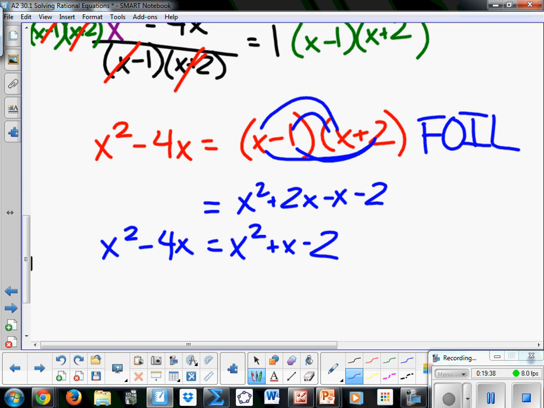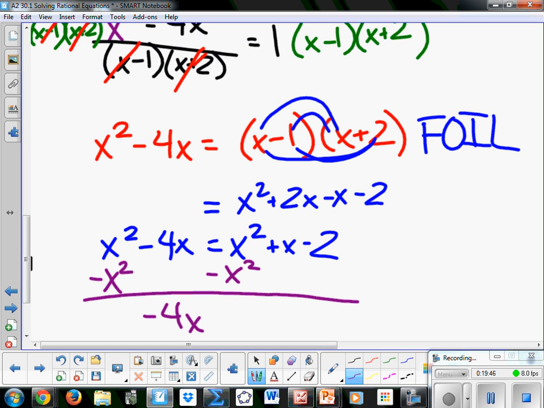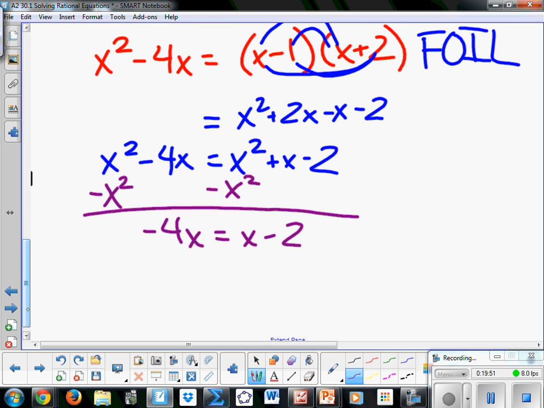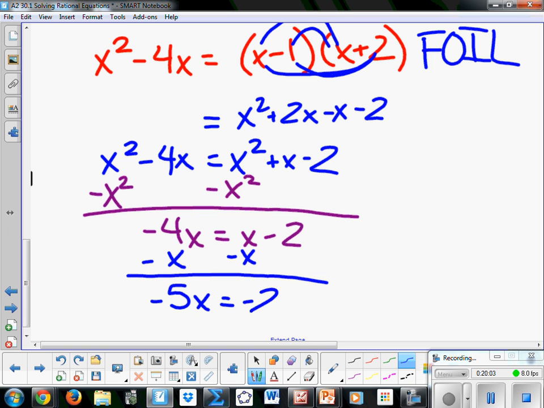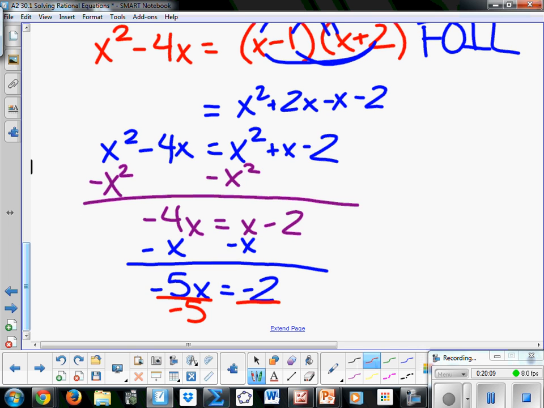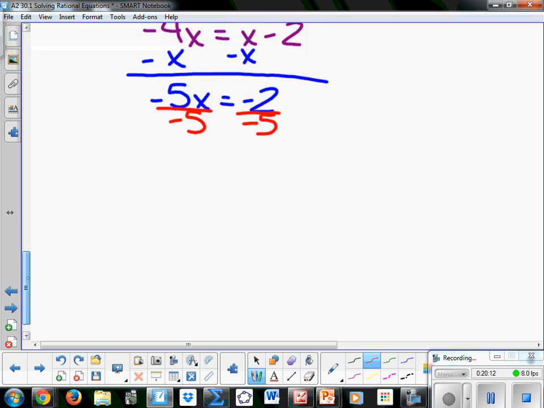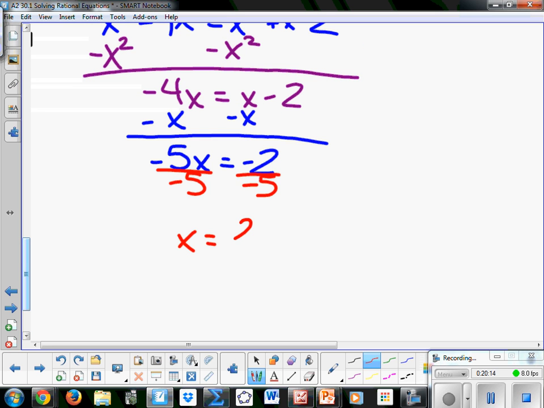We're almost there. Okay, so we're subtracting x squared from both sides. We end up with negative 4x equals x minus 2. Okay, so if I add 4x, I can subtract x from both sides, add 4x to both sides, however I want to do it. I'm just going to subtract x from both sides and get negative 5x equals negative 2. So then when I divide both sides by negative 5, I end up with x equals 2/5. Whew, we made it.